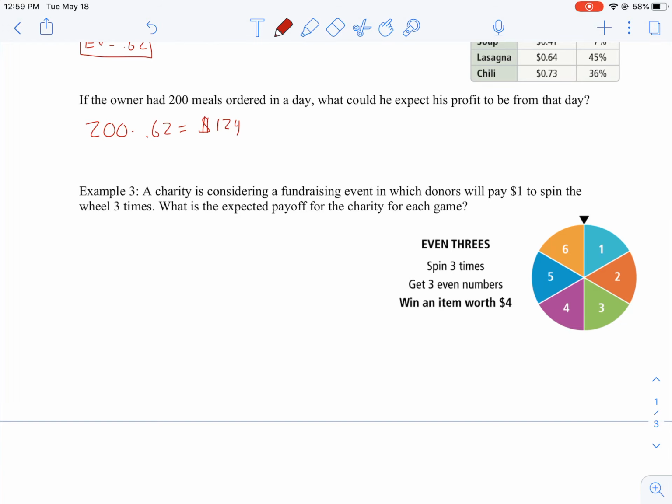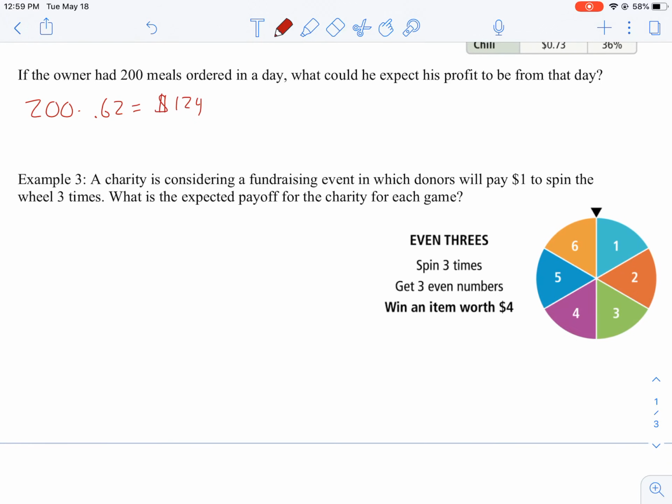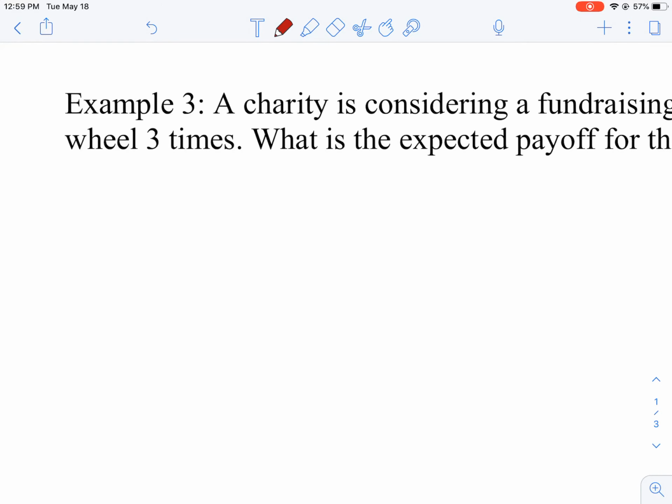Last one we're going to look at, a charity spinner, okay? So the charity is considering a fundraising event in which donors will pay $1 to spin the wheel 3 times, okay? And it says here that if they get 3 even numbers, they win an item worth $4, okay? So the charity wants to know what is their expected payoff each time someone plays. So what we want to do is first we want to find out what's the probability of someone actually winning this game, okay? So they're going to spin 3 times and get 3 even numbers, okay?